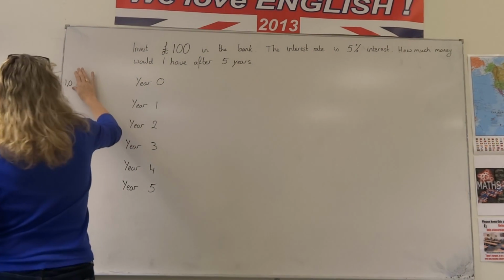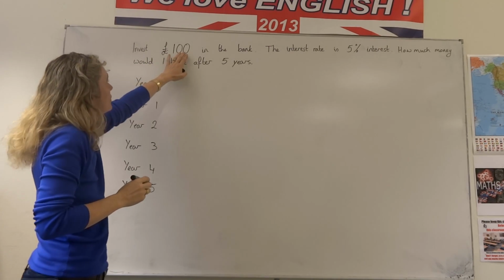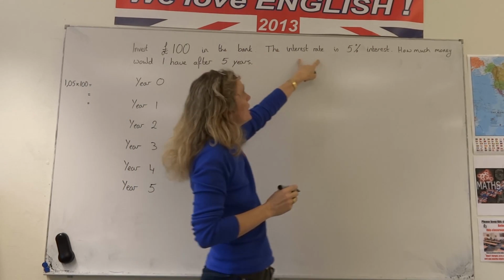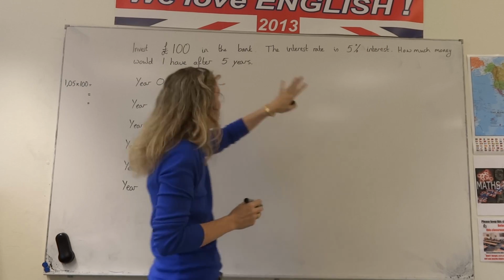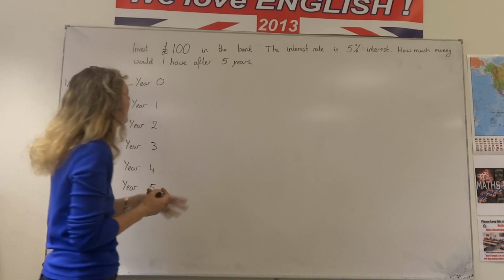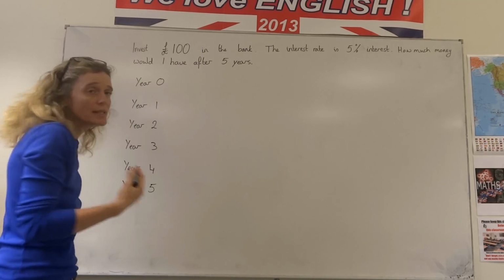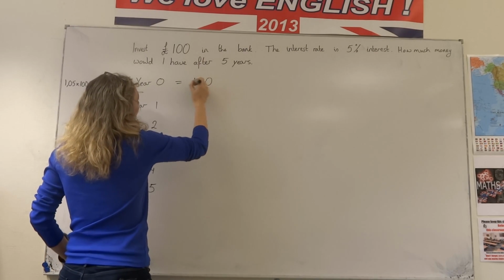Okay, let's have a look at this. I have £100 and I decide to invest it in the bank. The interest rate is 5% interest. The bank's going to pay me 5% interest for every pound that I put in over a year. How much money would I have after 5 years? When it's year 0, that's when I put the money in, I'm going to have £100.